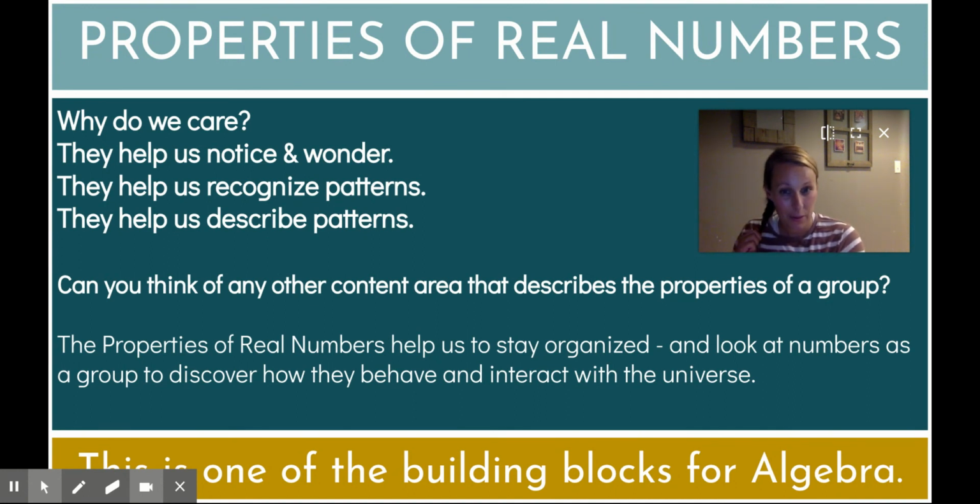The properties of real numbers help us to stay organized and look at numbers as a group to discover how they behave and interact in the universe. So it's another one of our building blocks. That's why this unit is called Algebra Basics, because we've got to have all of these things under control and have a good solid foundation, because everything that we do from here on out is going to come back to this. We need to know what kind of numbers we're working with and what things we can generalize about those groups of numbers, and how we can use that to be effective and efficient in the rest of our math.